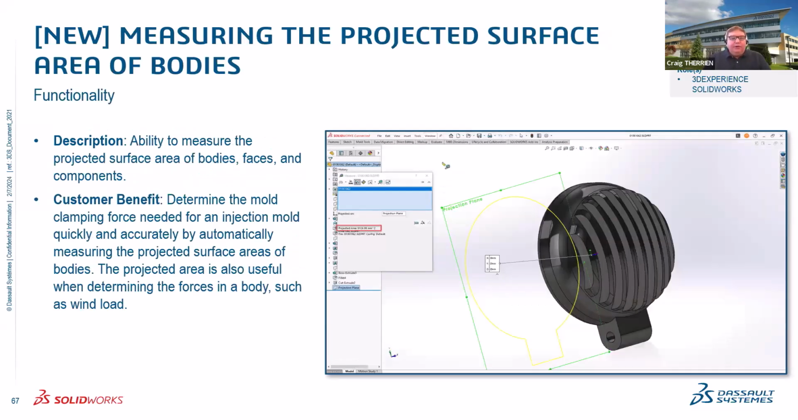For people that do mold design, especially, you're able to go in and now measure what the projected area of a part is. And the reason for that is projected area will help you to calculate what the clamping force is that's required for a mold, the force to hold the upper and lower part of the mold together. Next.